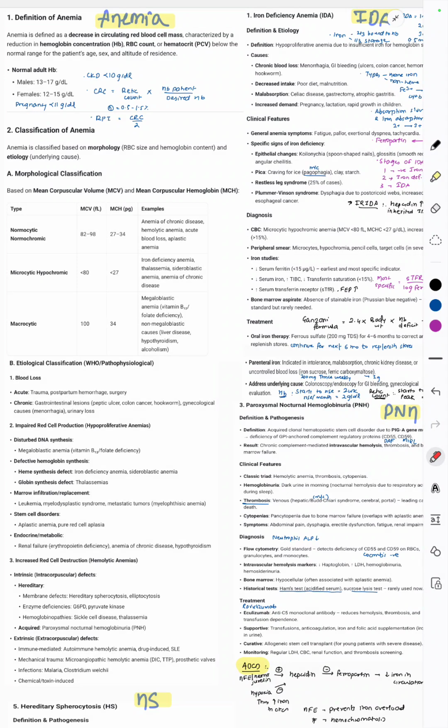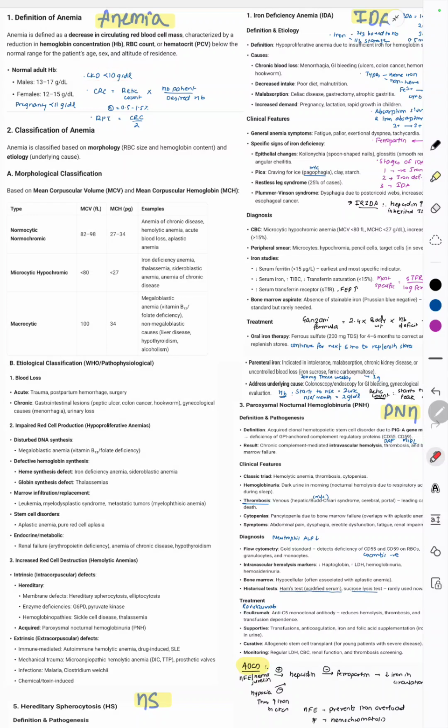Now, when we talk about the hemoglobin levels, the normal hemoglobin level in males is 13 to 17. In case of females, it is 12 to 16 grams per dL. In pregnancy, we say it to be anemia when it is less than 11, and in case of CKD, chronic kidney disease patients, it is less than 10.